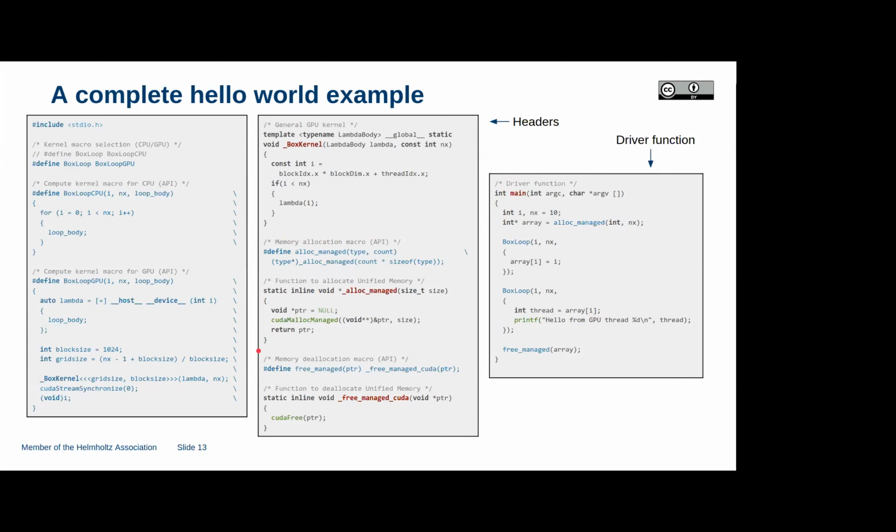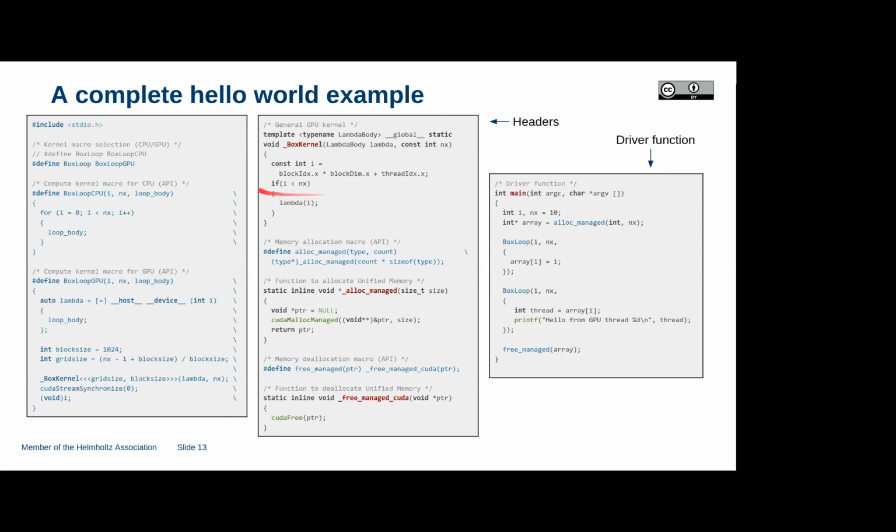It actually wraps this static inline function inside. So basically what it does, it calls CUDA malloc managed here, and therefore it allocates us unified memory. And then we have this loop here, for which we use this box loop macro, and the loop body is here within the curly brackets. Right now it's just one line of code, but it could be more.